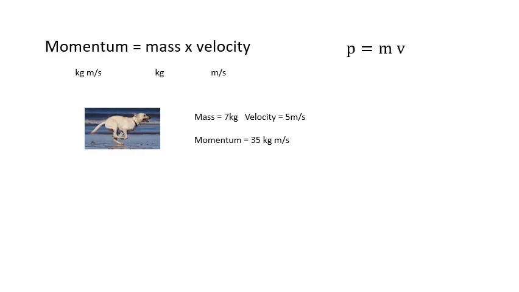Momentum is mass times velocity. So the mass of the object in kilograms multiplied by its velocity in meters per second, and we use the symbol P for momentum, and I haven't got a clue why. So P equals mv. For example, this dog, 7 kilograms, 5 meters per second, 35 kilogram meters per second.